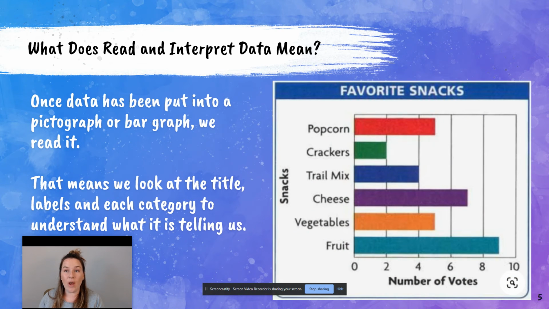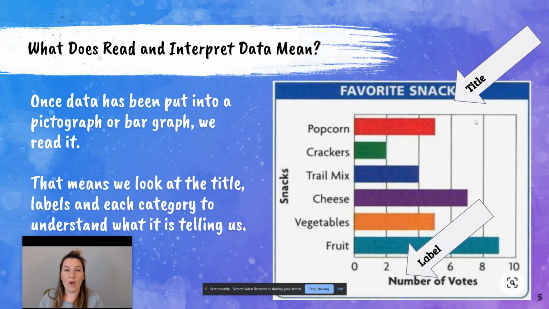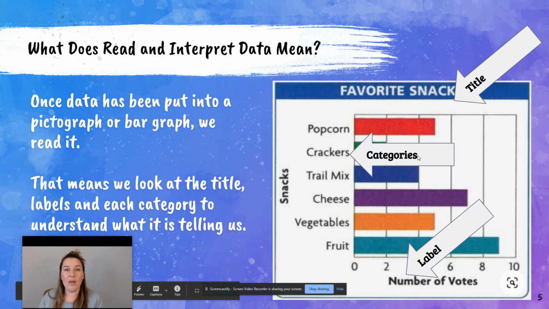In a bar graph, you have your title. You have your labels. So here, number of votes and snacks. Those are your 2 labels. You have your categories or choices, which are popcorn, crackers, trail mix, cheese, vegetables, and fruit.